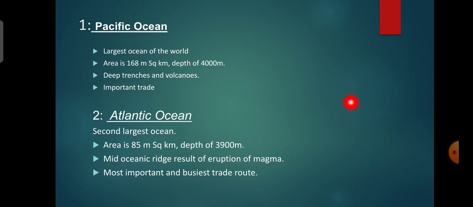Okay. Now we will discuss in detail. Number 1 is the Pacific Ocean. The name Pacific means peacefulness or calmness. The Pacific Ocean is the largest ocean of the world, and its area is 168 million square kilometers and its depth is 4000 meters. This ocean is comprised of deep trenches and volcanoes.